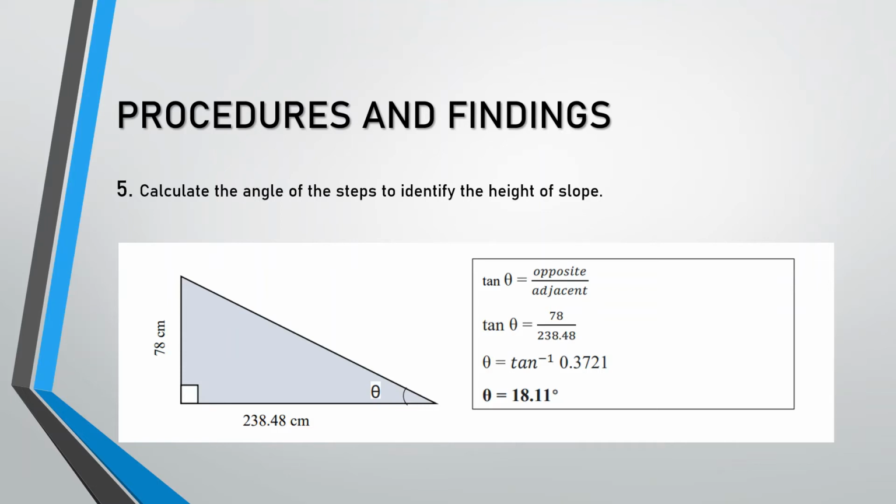So tangent theta, tan theta, is equal to opposite divided by adjacent, and then the opposite is 78 centimeters and the adjacent is 238.48 centimeters, and then we will get 18.11 degrees for the height of slope.